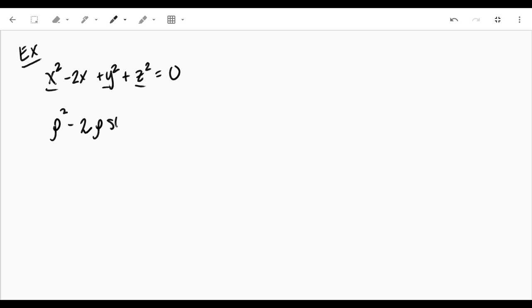Then another example, they give us one that's in rectangular. I think this is example 10 maybe in the book. x squared minus 2x plus y squared plus z squared equals 0. That's a sphere again, similar to what we just had, right? You can complete the square in the x's and get that sphere. Well, we have an x squared and a y squared and a z squared, so that's a rho squared minus 2, and x, remember, is rho sine phi cosine theta. So that's it. That's all you have to do.